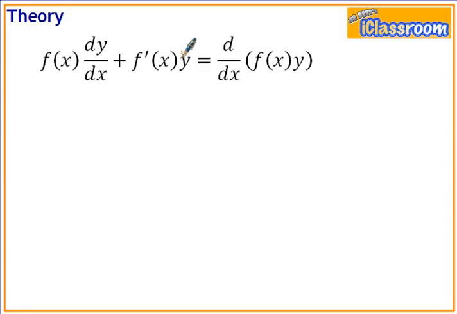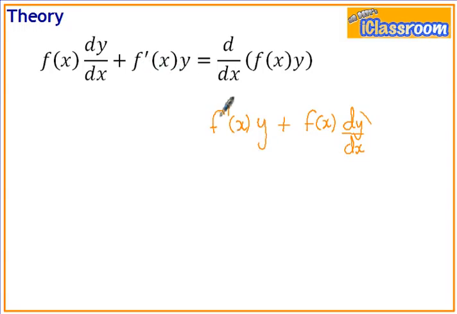Let's work from the right hand side. If I were to differentiate this function using the product rule, I know that what I would do would be to differentiate f of x and leave y. I would then add the function f of x times the derivative of y. Now, if I derive y with respect to x, I do that implicitly to get dy by dx. And that's exactly what we have on the left hand side over here, f of x times dy by dx and f prime of x times y.